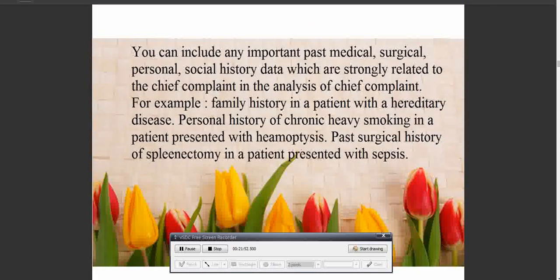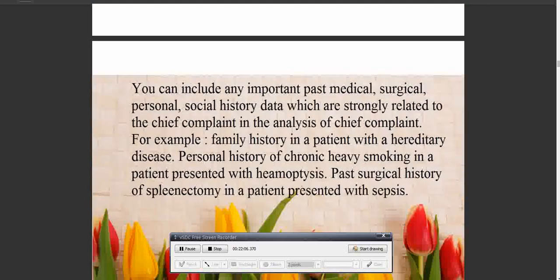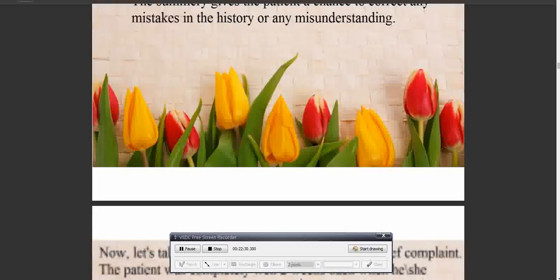You can include any important past medical, surgical, personal, social history data which are strongly related to the chief complaint in the analysis of the chief complaint. If the chief complaint was affecting the musculoskeletal system, you need to bring in the past medical history on the same system, surgical on the same system. You analyze in detail, exhausting the details of the affected system. Then summarizing the history of present illness and analysis of the chief complaint in front of the patient is very important and very significant. The summary gives the patient a chance to correct any mistakes in the history or any misunderstanding if there is any.